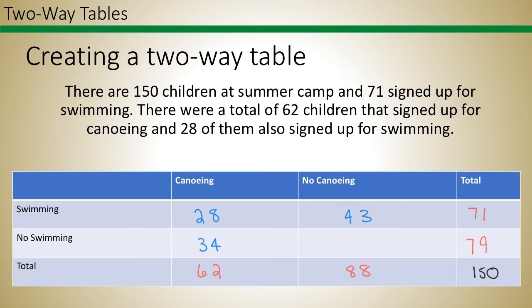And then we're able to fill in this last one. I could either do 79 minus 34 or 88 minus 43. Either of those are going to give me 45 to go right there. Okay, so that's another thing you should be able to do. You should be able to take a question like this and fill in this table.